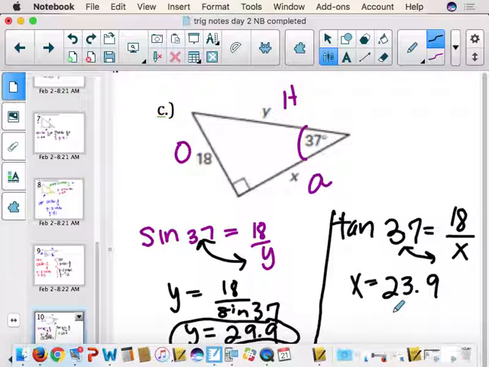All right, so I'm going to give you about 2 minutes here. I want you to find both the values for x and y on B. Go ahead and find both x and y on B.